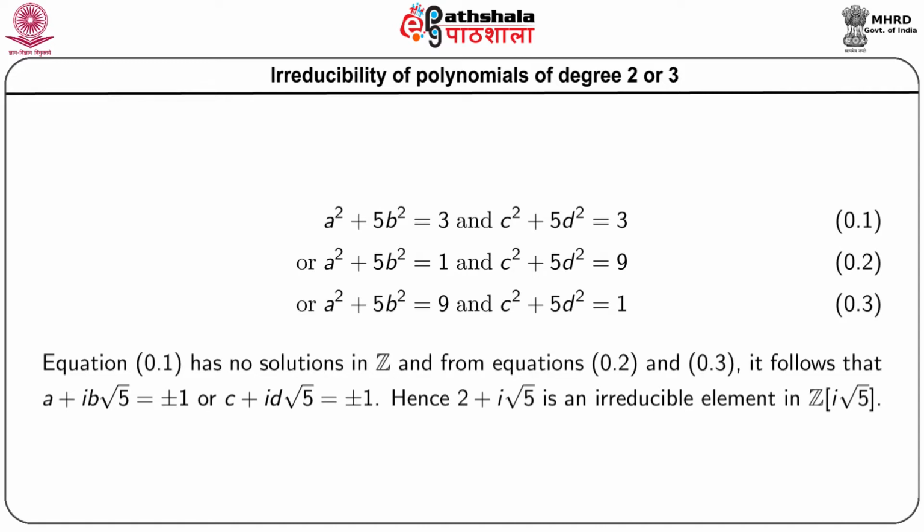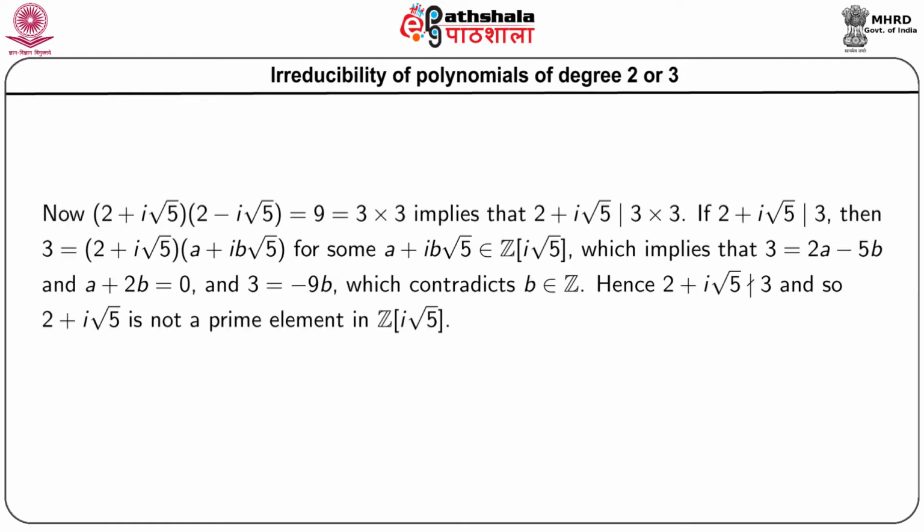Note that there are no integers a, b, c, d which can satisfy equation 0.1, and from equations 0.2 and 0.3 it follows that a + ib√5 = ±1 or c + id√5 = ±1, which implies that either a + ib√5 is a unit or c + id√5 is a unit in Z[i√5]. Hence, it follows that 2 + i√5 is an irreducible element in Z[i√5]. Now, we show that this element 2 + i√5 is not prime.